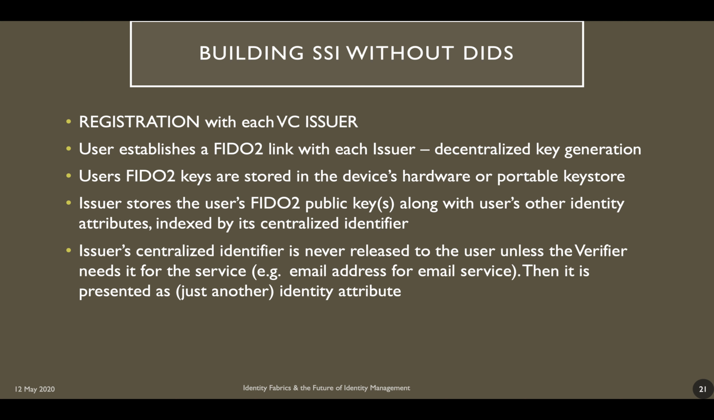Now that the user has actually got an established link with his issuers, the user can authenticate to the issuer at any point in time in the future by simply signing a challenge with the private key that he's got. And so the user is able to get verifiable credentials freshly minted on demand with just the attributes that the verifier wants, thereby providing selective disclosure. And the issuer stores the FIDO public key along with the other identity attributes indexed by its centralized identifier, and of course that centralized identifier will never need to be released unless the verifier specifically needs it.